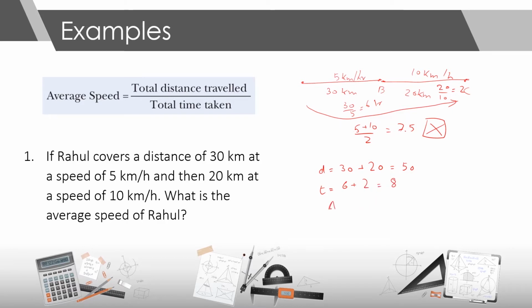So average speed is 50 by 8, which is 6.25 kilometer per hour. So you can see that if we just take the average, it will come out to be 7.5, which is not correct. The correct answer is 6.25 kilometer per hour. And for that we have calculated total distance traveled and we have divided it by total time taken. So these are some simple examples to clarify the concept. Now the questions that we will see further are a bit more complicated, but when you analyze the solution that we will tell you, you will see that these are the only concepts being used to solve those problems.